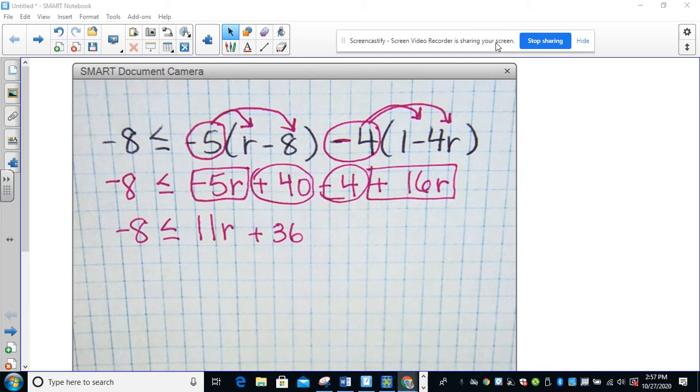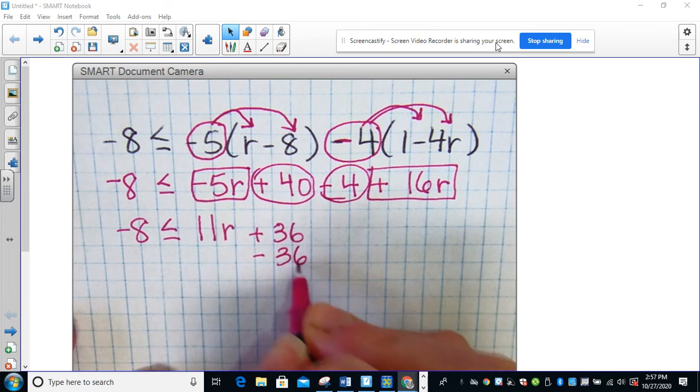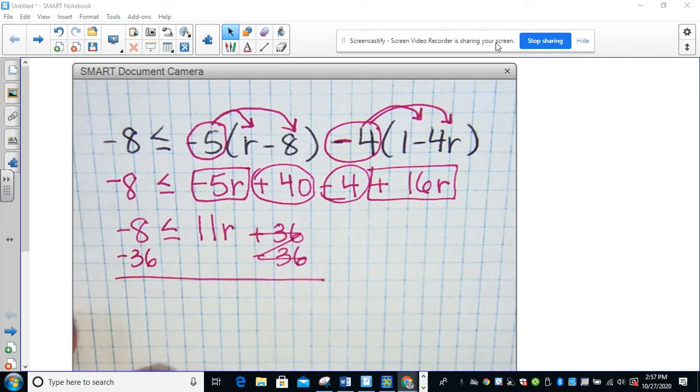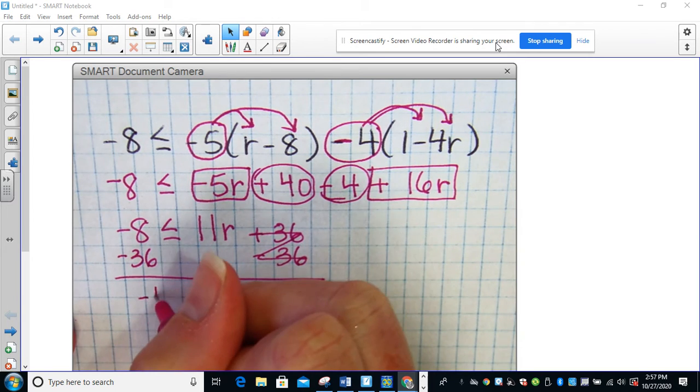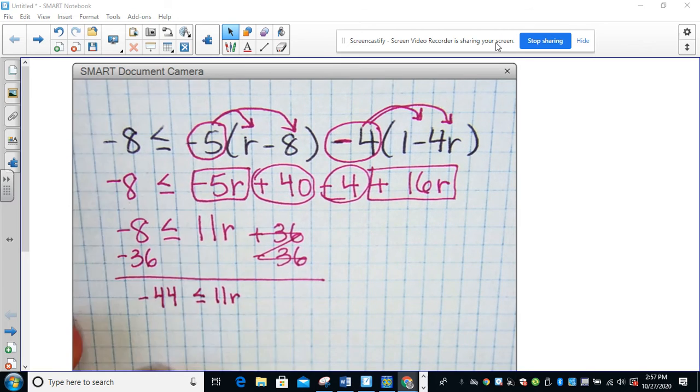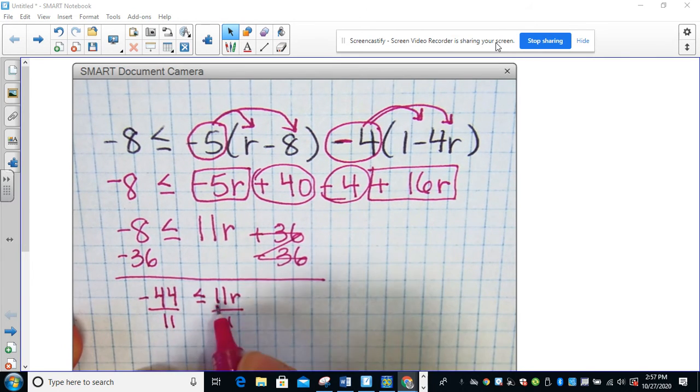Now, probably what you're noticing is your variables are on the other side. So if you want to go ahead and rewrite it now, you can, or if you want to rewrite it at the end, you can. I'm going to keep working the way it is. Subtract 36 from both sides. So here we have a -44 less than or equal to 11r. Divide both sides by 11. That's gone. And here you have r. And bring down your sign. We didn't divide by negative, so we don't have to flip it. -44 divided by 11 is a -4.